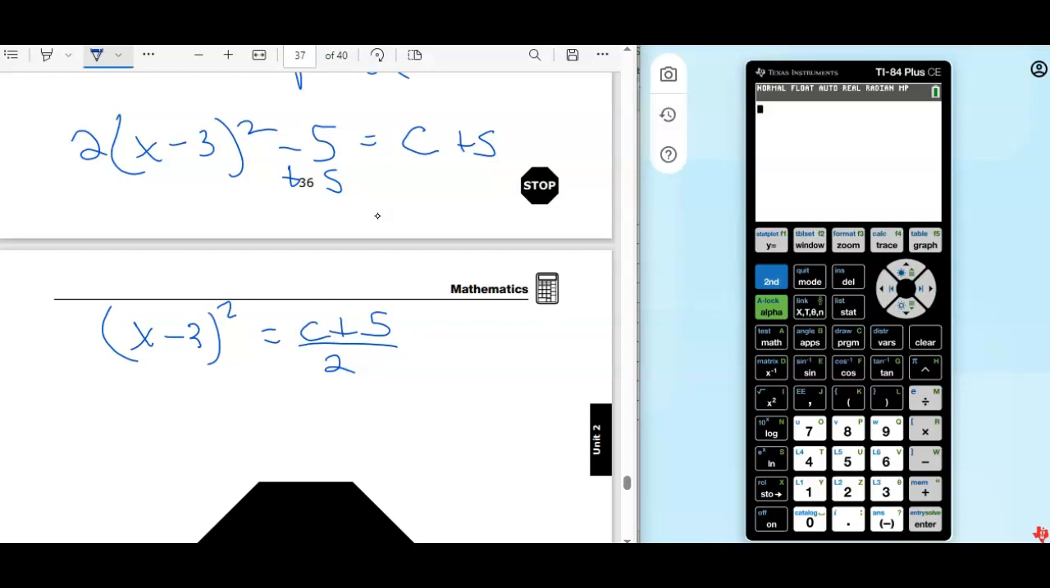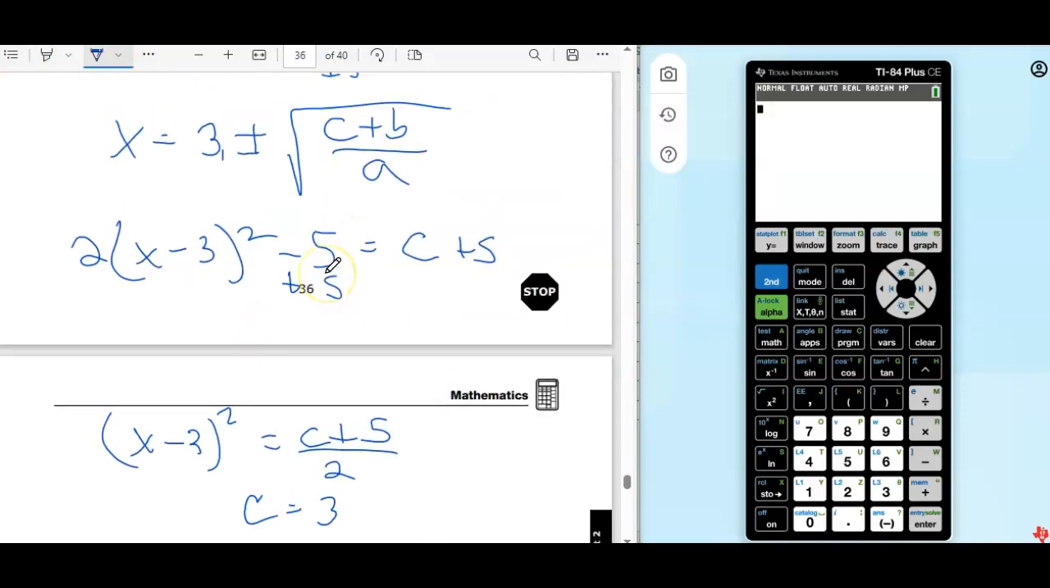And so situations in which I can make this a perfect square would be if I can get the answer to be 4, for example. So if C were to equal 3, for example, 3 plus 5 is 8. 8 divided by 2 is 4. The square root of 4 is plus or minus 2. So that would give us a very real rational number. Versus if I were to do 1, 1 plus 5 is 6, 6 divided by 2 is 3. Taking the square root of 3 is going to give us an irrational number.